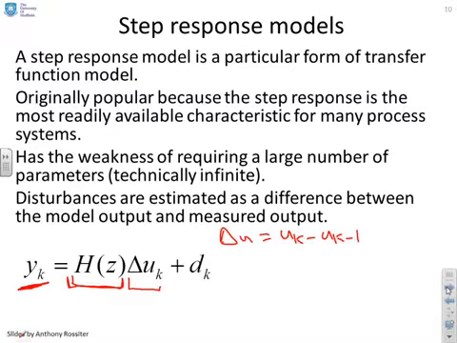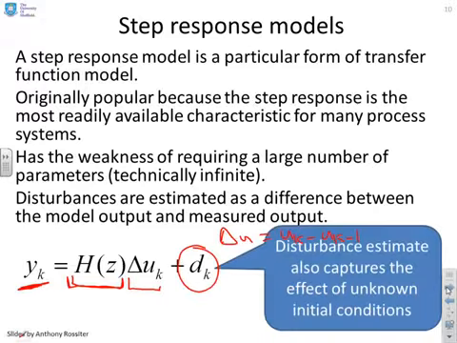But the key thing is this extra term here on the end. That represents an estimate for the disturbance. But what you'll find is if you estimate that term in the correct fashion, it will also take account of other things like the fact that your step response is an approximation of the real parameters, etc., etc. So this is quite a good way of capturing any uncertainty in your predictions.